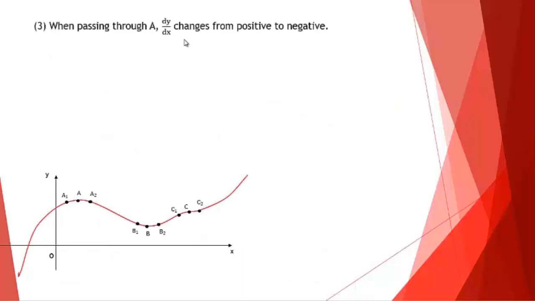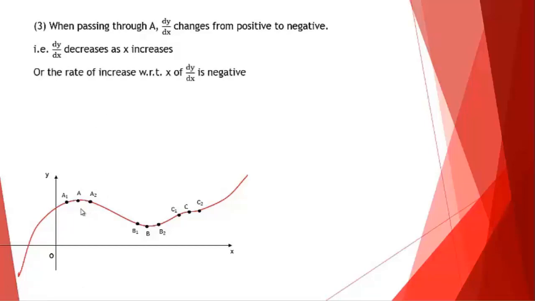So when passing through A, dy by dx changes from positive to negative. That is, dy by dx decreases as x increases, or the rate of increase with respect to x of dy by dx is negative. So that is, the derivative of dy by dx with respect to x is negative. This clumsy notation for the rate of increase with respect to x of dy by dx is condensed to d2y by dx2, which is known as the second derivative of y with respect to x.